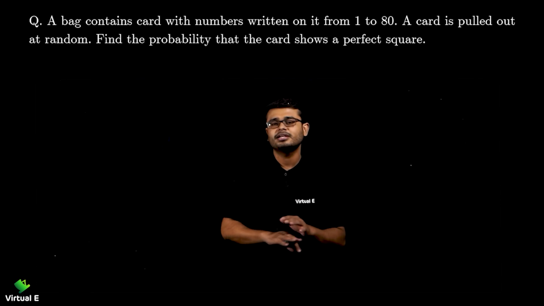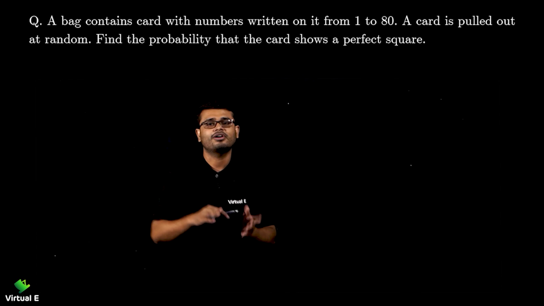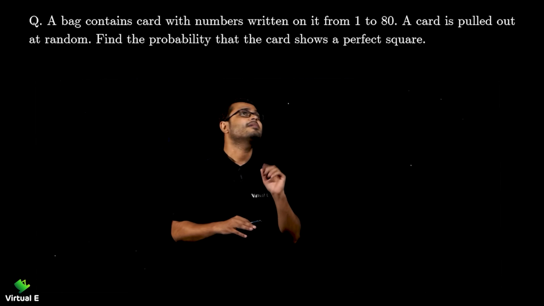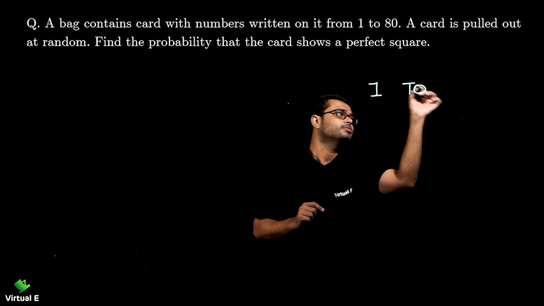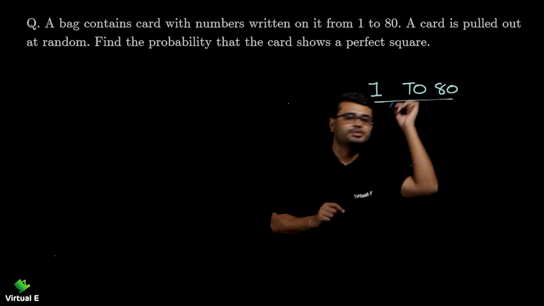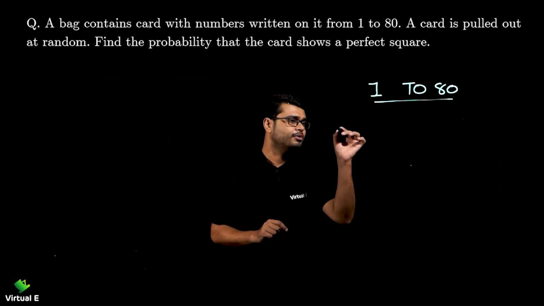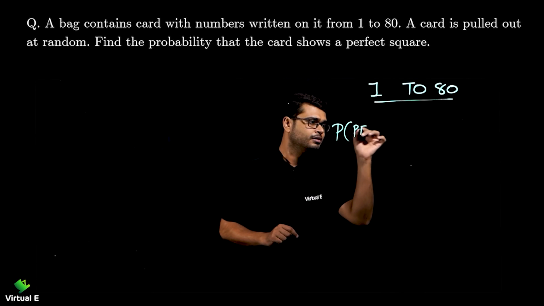Let's do one more question related to that. Now here the condition is different. So far we dealt with the prime numbers. Here I believe it is perfect square. Let's read the question. A bag contains cards with number written on it from 1 to 80. So we have range from 1 to 80 here. That is our range here. Good. What we want to find? Find the probability that a card is pulled out at random. Find the probability that the card shows a perfect square. Now we want to find the probability with perfect square.